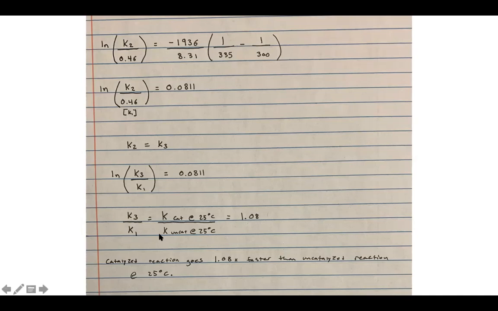I know on this I wrote 25. I apologize, I just use that value a lot. But wherever I write 25, I meant 27 degrees Celsius. Are there any questions on this problem? I know there's a lot of steps.